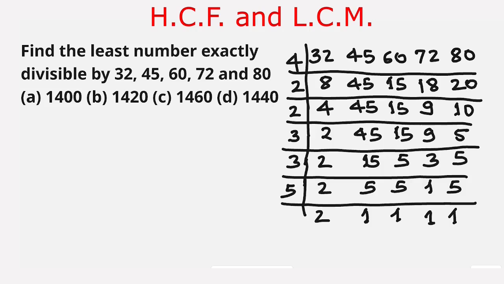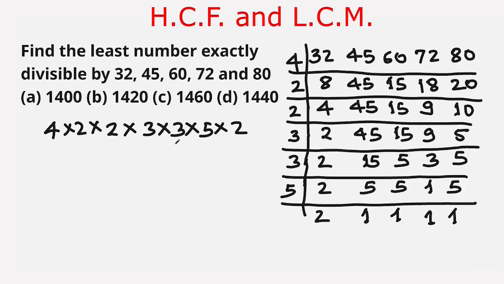Now our LCM is 4 multiplied by 2 multiplied by 2 multiplied by 3 multiplied by 3 multiplied by 5 multiplied by 2. Now we leave 5 multiplied by 2, which is 10, and we multiply all the other numbers, and then we will add a 0 to that multiplication to get the product of these numbers.